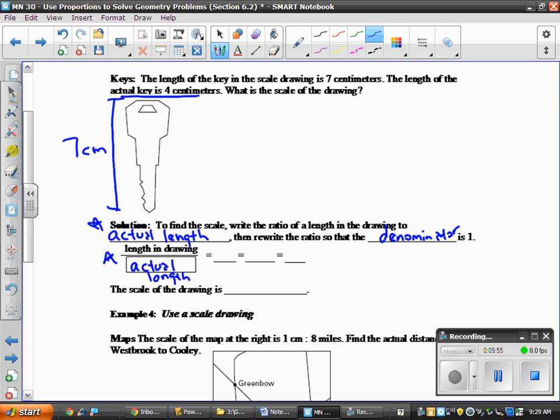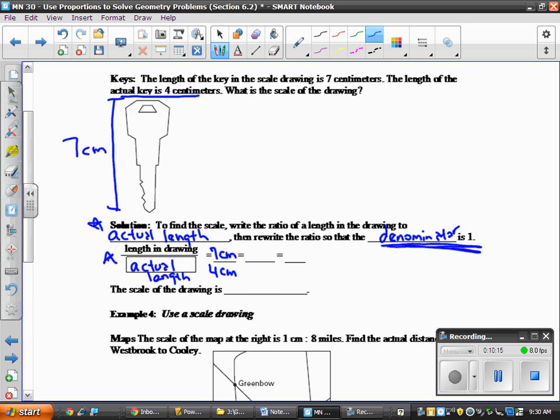And the length in the drawing is 7 centimeters. And the actual length is 4 centimeters. So what this is saying is for every 7 centimeters in the drawing, it's going to be 4 centimeters in reality. And what you want to do, as it says, is write the denominator as 1.